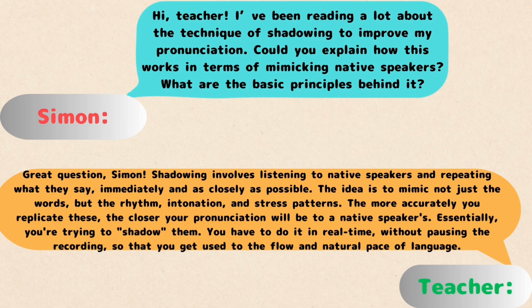Great question, Simon. Shadowing involves listening to native speakers and repeating what they say immediately and as closely as possible. The idea is to mimic not just the words, but the rhythm, intonation, and stress patterns. The more accurately you replicate these, the closer your pronunciation will be to a native speaker's. Essentially, you're trying to shadow them. You have to do it in real time without pausing the recording so that you get used to the flow and natural pace of language.